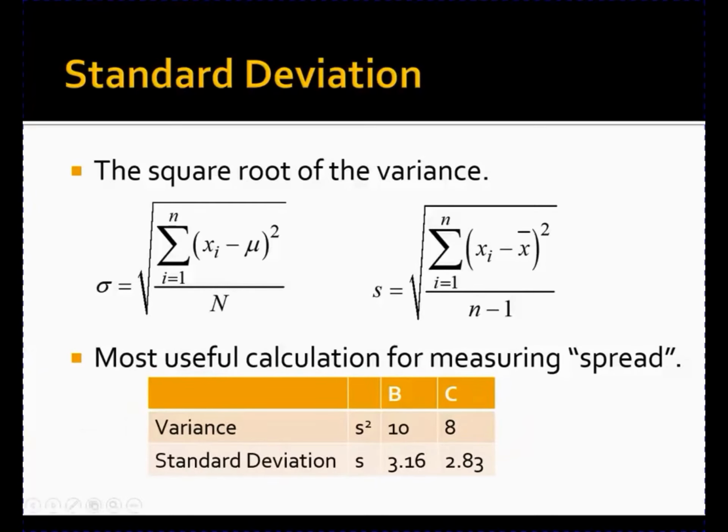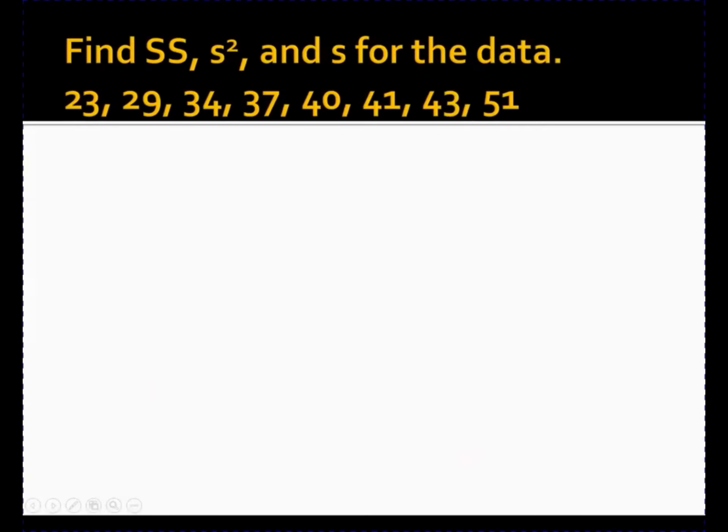So just to show you, the variance in list B we knew was 10. We found that in the last slide, and the variance for C is 8. You take the square root of those to find the standard deviation. So the standard deviation for B is 3.16.